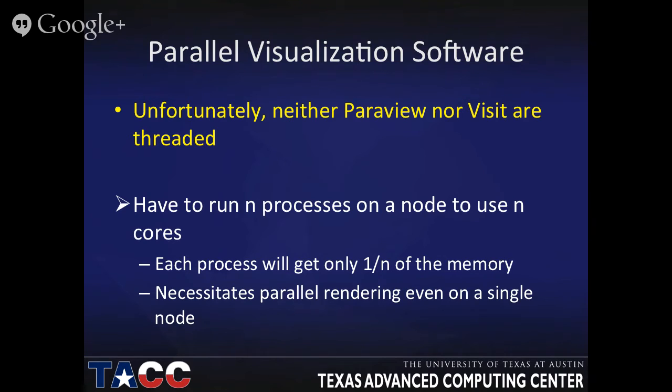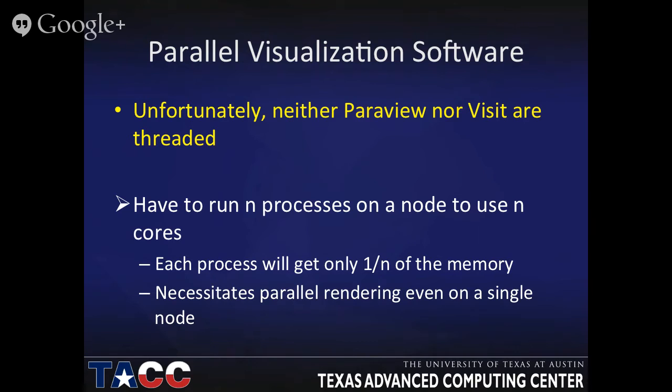Either you can run one process on that node that uses one core, or you can run 20 processes on that node, each one of which has one core. And in doing that, you use all 20 of the cores, right? The downside of that is each one of them is only going to have 1/20th of the memory, and you're going to have a lot more internal communication.